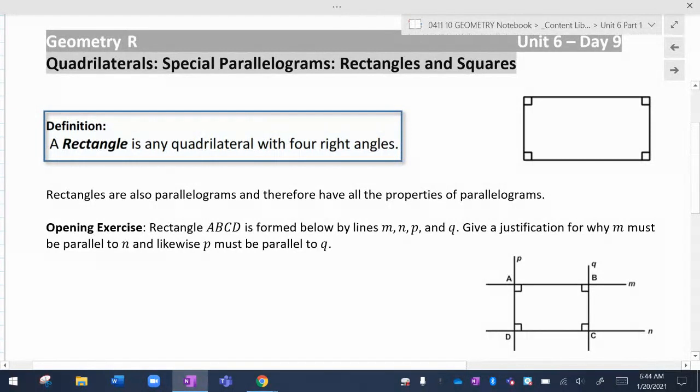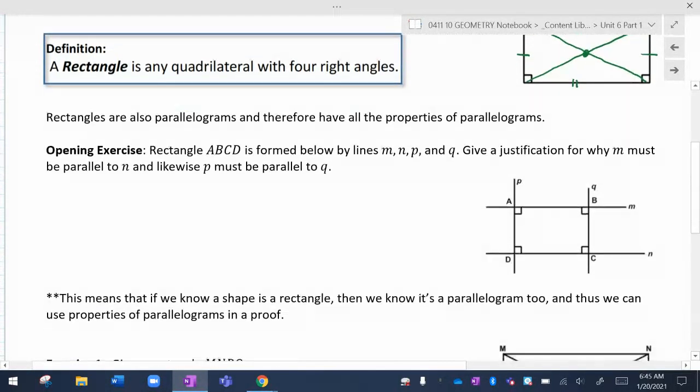Okay? Now, because a rectangle has 4 right angles, it is also a parallelogram because it's a parallelogram if both pairs of opposite angles are congruent, which they are. So it also has all those other properties. So rectangles also have opposite sides that are congruent. It has diagonals that bisect each other. Opposite sides are parallel, all that other stuff. But if it's a rectangle, it's basically a parallelogram with 4 right angles.